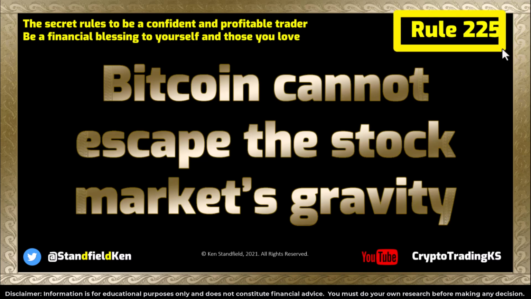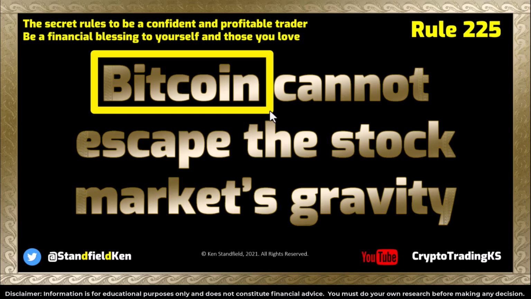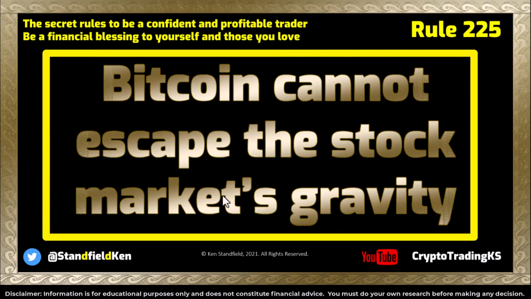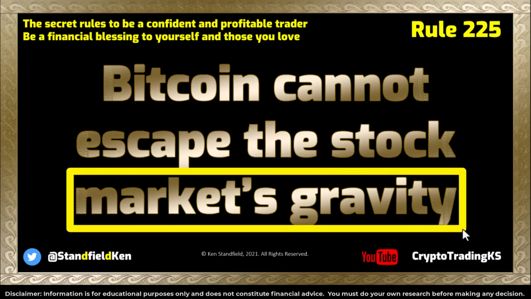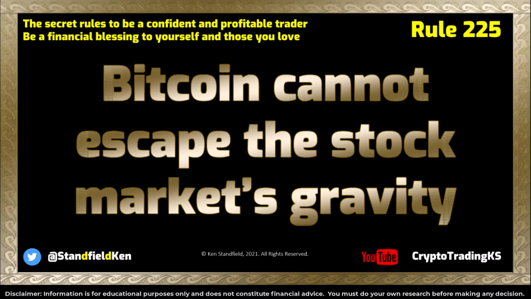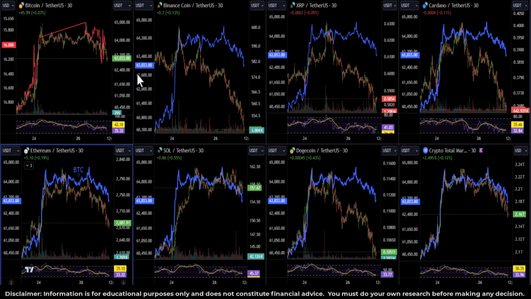The reason that we look at the stock market before we look at crypto and, of course, Bitcoin is because Bitcoin cannot escape the stock market's gravity. If the stock market is going up, hey, Bitcoin's going up. The stock market is going down, you got it. Same thing. Unfortunately, many people think that crypto is completely disassociated with the main stock market. This is not the case, and it never was.